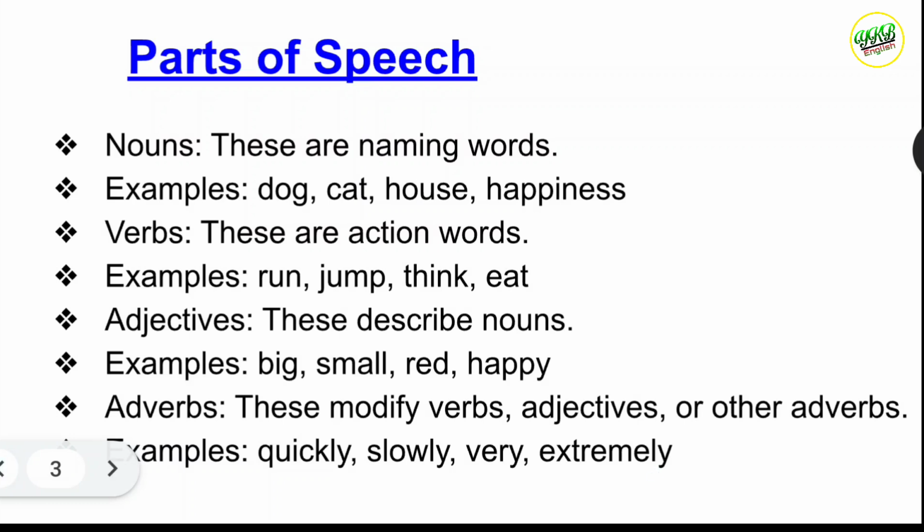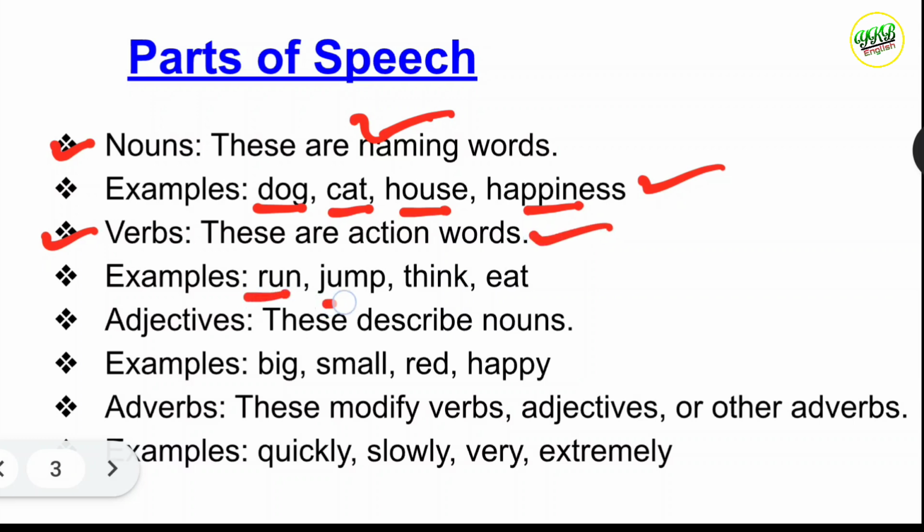First of all, guys, noun. These are naming words. Naming words are called nouns, like dog, cat, house, happiness. Next topic is verb. These are action words, like run, jump, think, eat. All these action words are verbs.